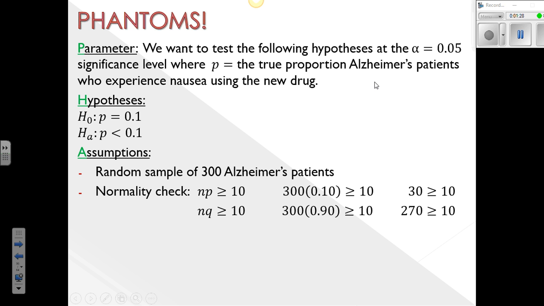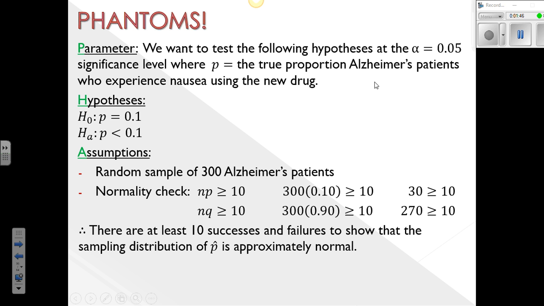All right. What statement should accompany this? There should be a statement after you check. Is this greater than 10? Yes. Is that greater than 10? Yes. Therefore, the sampling distribution of p hat. Go ahead and adjust if you didn't say of p hat is approximately normal.